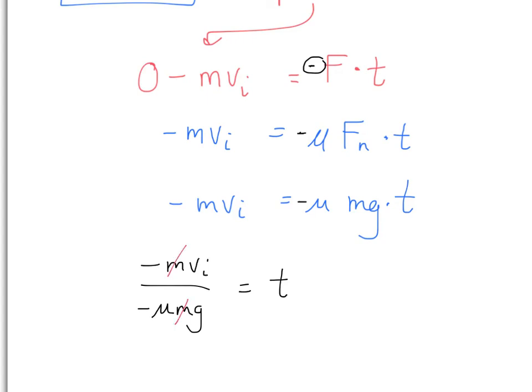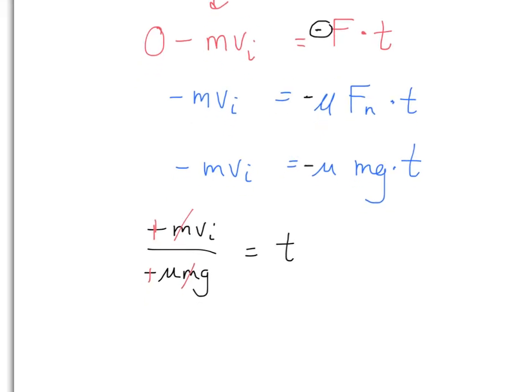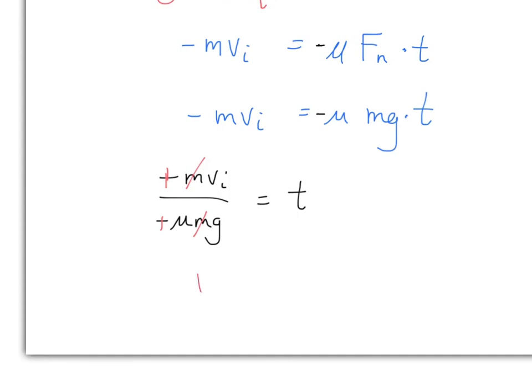Masses cancel and the double negatives become positive, making your answer much more simple than you would think algebraically. It's just VI over the product of mu g. So what do you notice in a problem like this? The time it takes is independent of the object's mass.